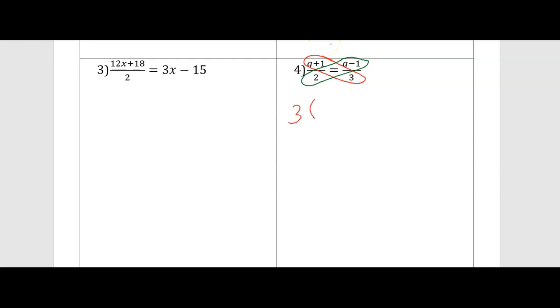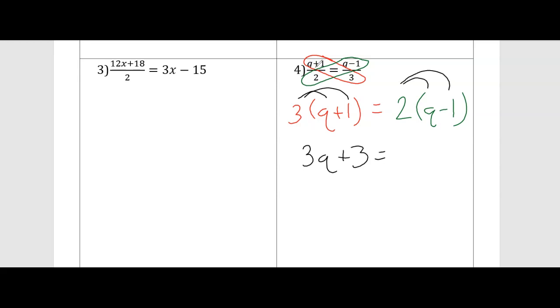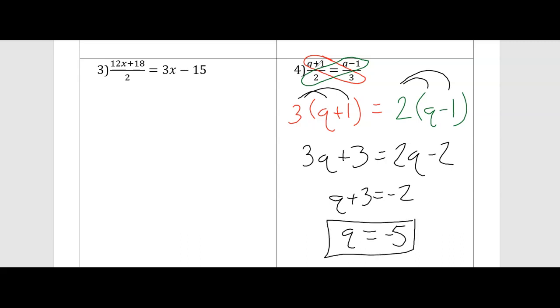So I get 3 times the quantity q plus 1 is equal to 2 times the quantity q minus 1. I'm going to distribute, so I'm going to get 3q plus 3 is equal to 2q minus 2. I subtract 2q from both sides, so I get q plus 3 is equal to negative 2. And then I subtract 3 from both sides, and I get q is equal to negative 5. So this is one way to do it. It's called cross multiplication. Essentially, we are doing 2 inverse operations in 1 step.